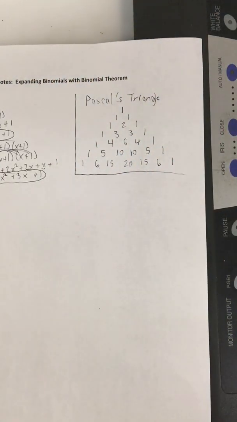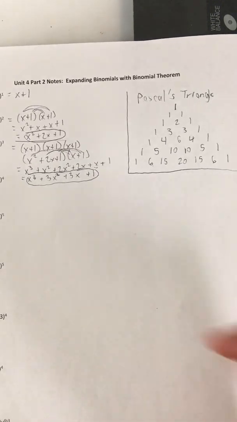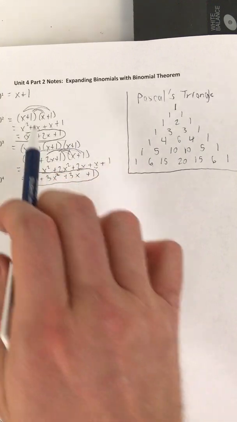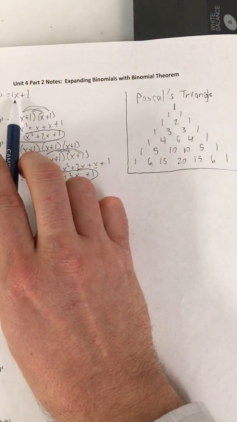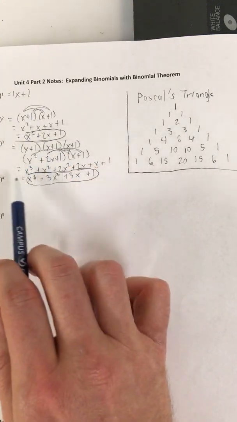Now, why am I showing you this? What on earth does this have to do with expanding binomials? Well, look at the answers we got. Look at the numbers of the answers that we got. Remember there's a 1 in front of the x if they don't put a number right there. So what do you notice about the numbers in each of these answers?